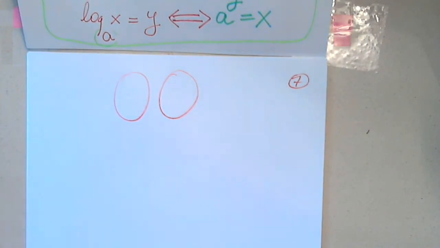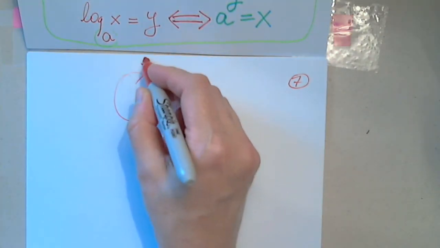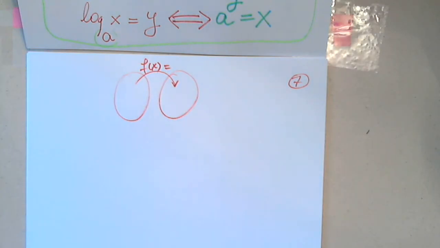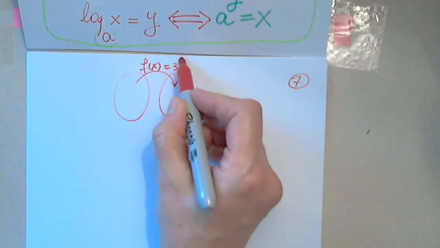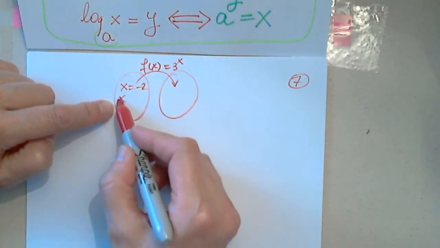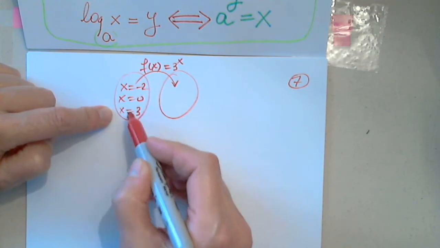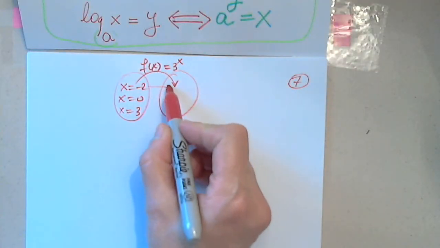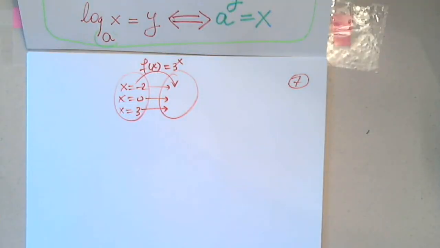Give me an exponential function, any exponential function that you want to work with for a couple of minutes. We can use the one we looked at last time, or we can look at another one. Let's say 3 to the x. Let's choose three x values. I'm going to use -2, I'm going to use 0, and I'm going to use a positive 3. And now I'm going to ask you, what are the y values?